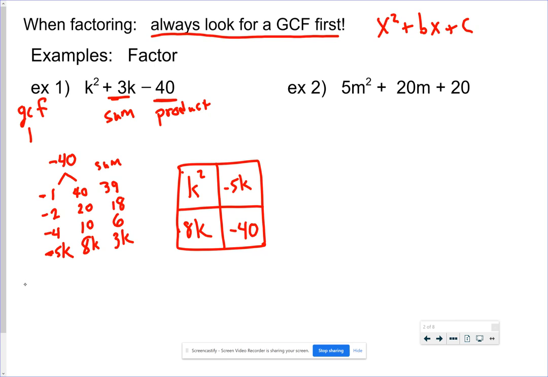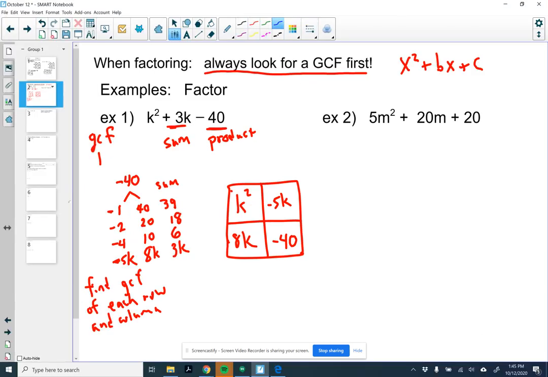Now, we find the GCF of each row and column. So I'm going to look at each row and each column and find the GCF of each of those, and I'm going to write those right outside. So I'm going to switch colors again.